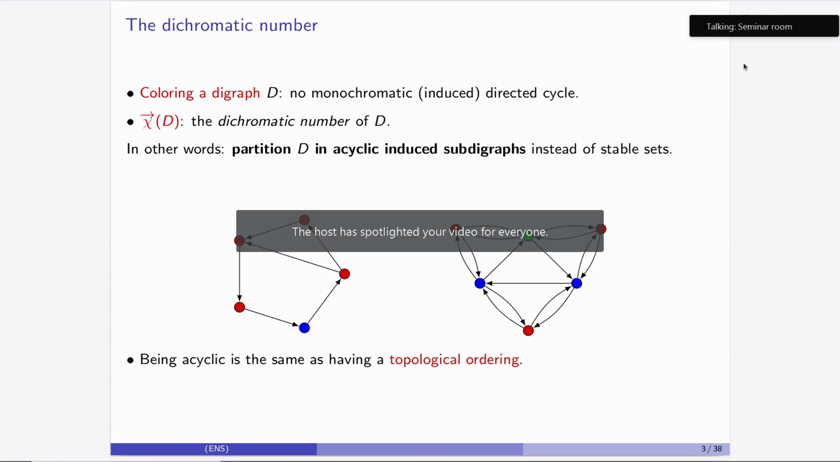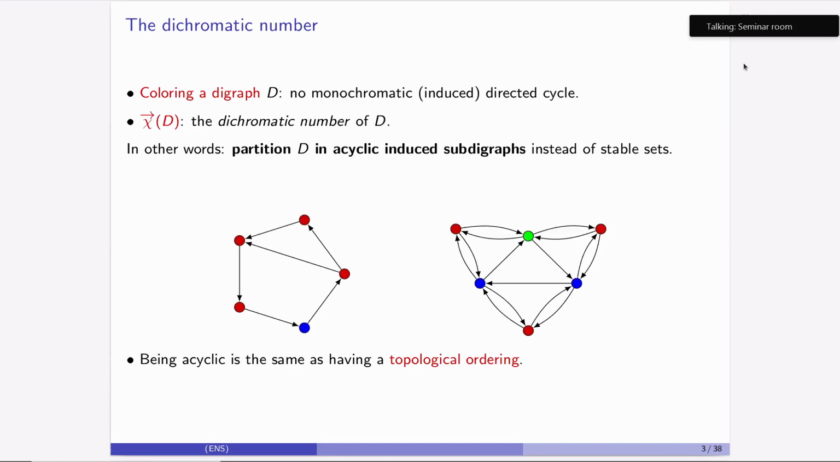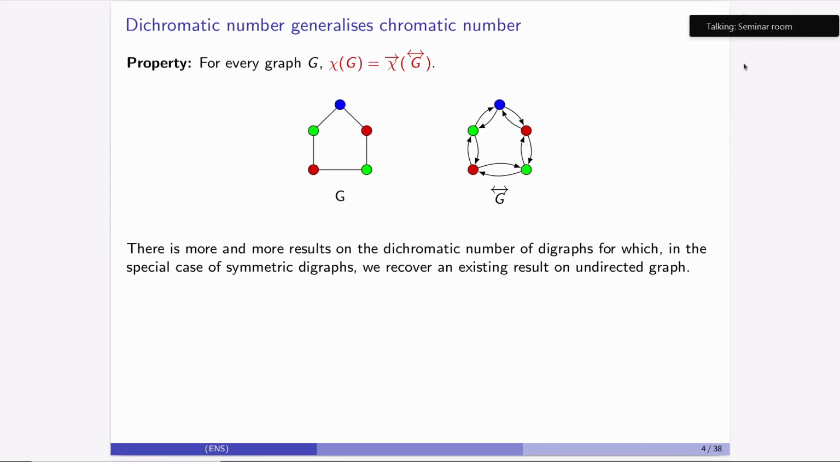And note that digraphs with dichromatic number one are exactly acyclic digraphs, and they admit a topological ordering. That is an ordering where the arcs all go in the same direction.